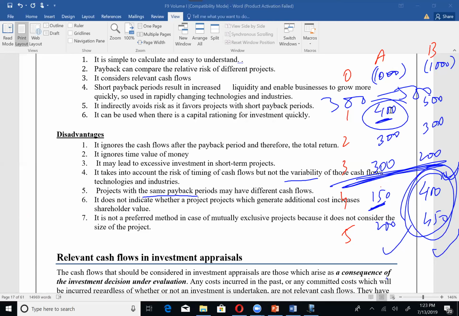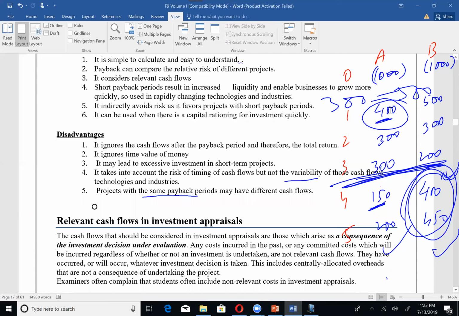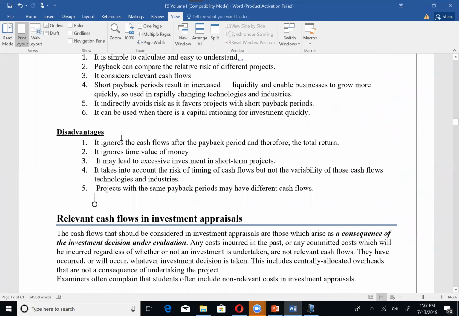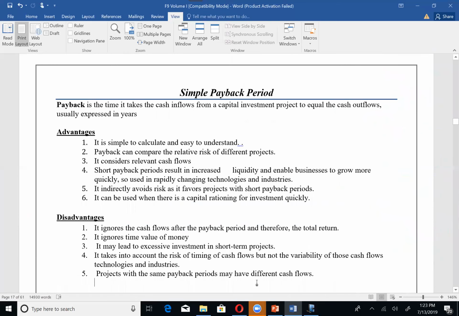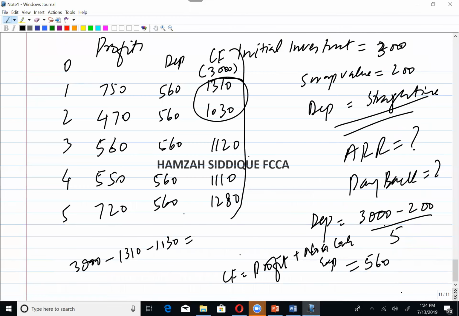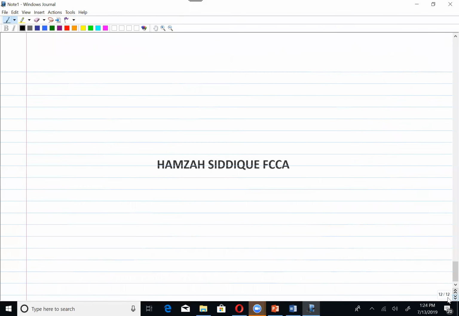Now, next. So students, the next two points I'm actually going to remove. I'm editing the notes as well, which are more than necessary. Okay, now. So students, that's the end of payback period. Now, the next topic, that is discounting techniques. We have to start. But before we start discounting techniques, we will have a break.